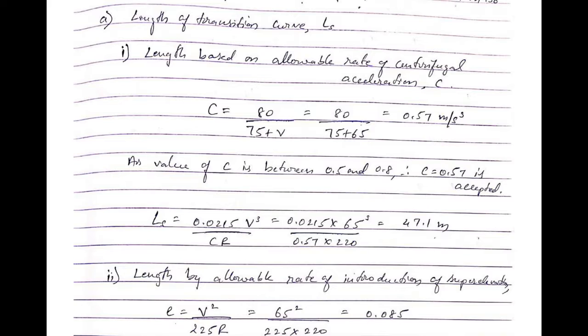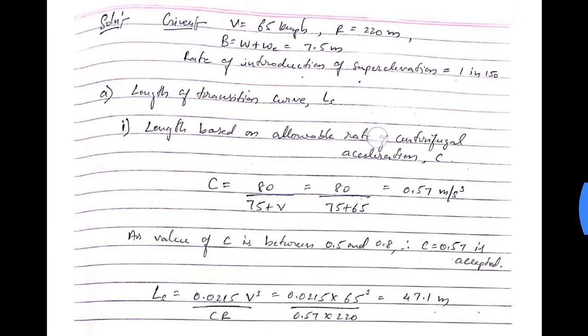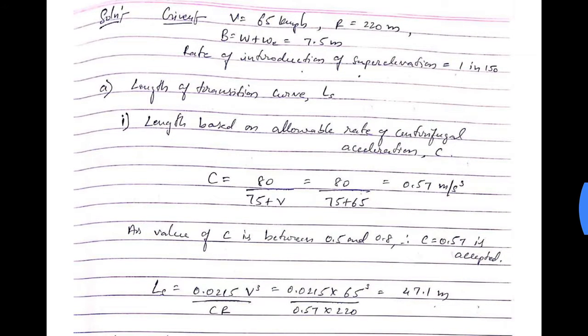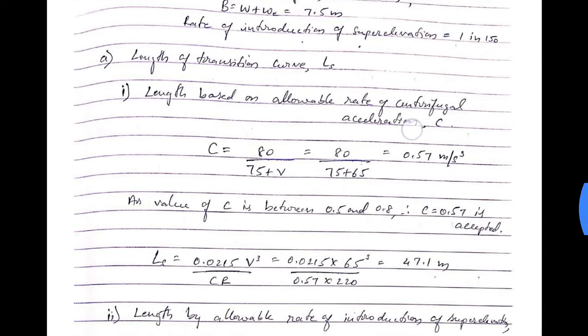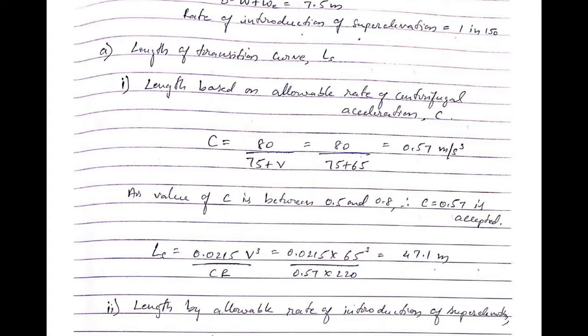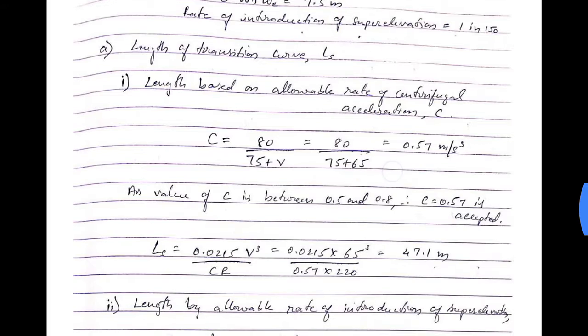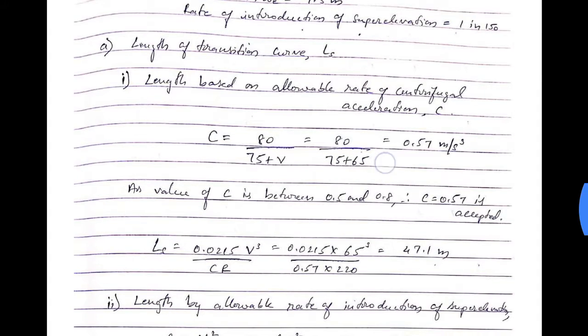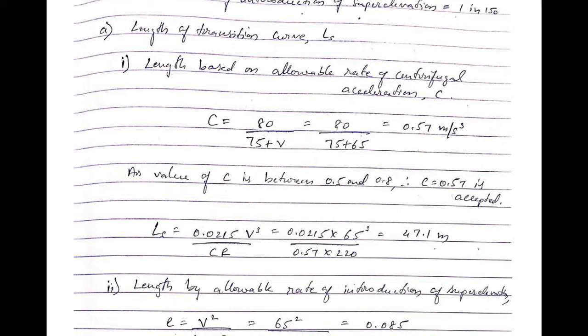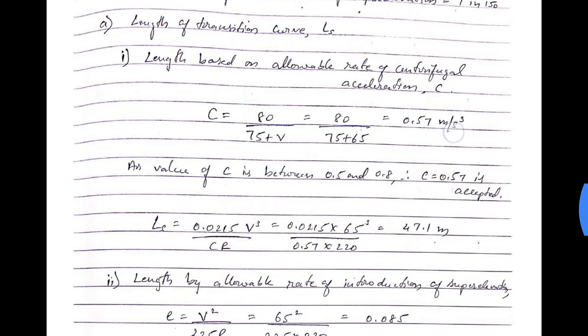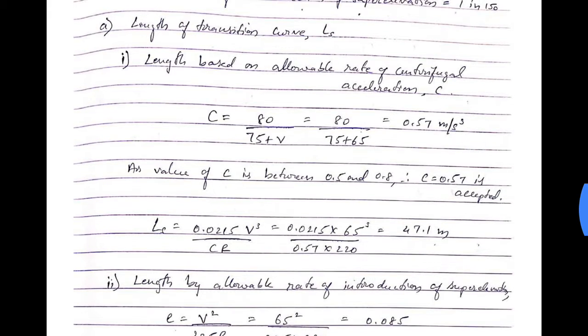The first condition is based on the allowable rate of centrifugal acceleration C. We need to find the value of capital C. The formula is 80 divided by 75 plus V. V is 65 kmph as in the question. Solving this we get 0.57 meter per second cube. The standard value of C should lie between 0.5 and 0.8. Since this value lies in this range, it is accepted, so we can use this value.